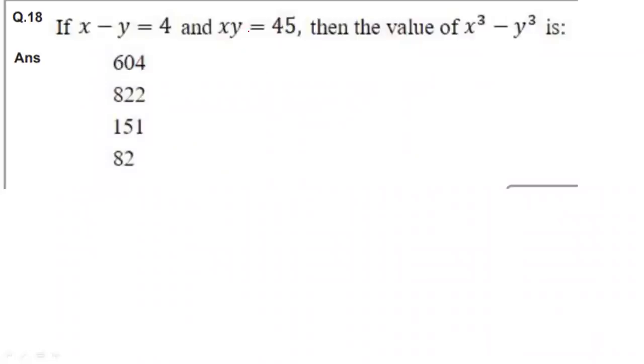x minus y is 4, xy is 45. Difference is 4, product is 45. So 9 and 5 are the values. Now he's asking 9 cube minus 5 cube. 729 minus 125 is 604. Next one.